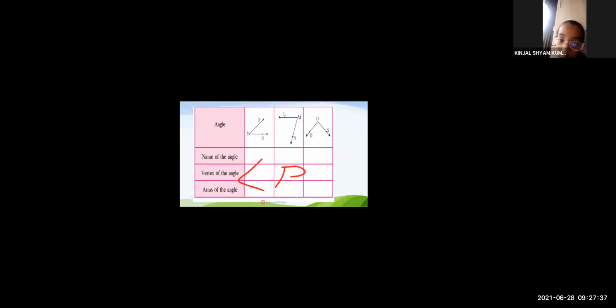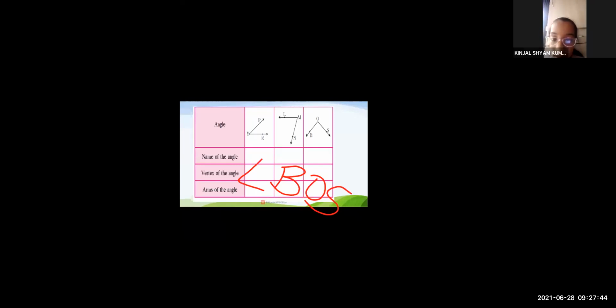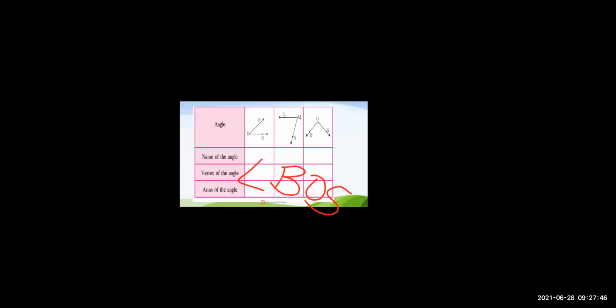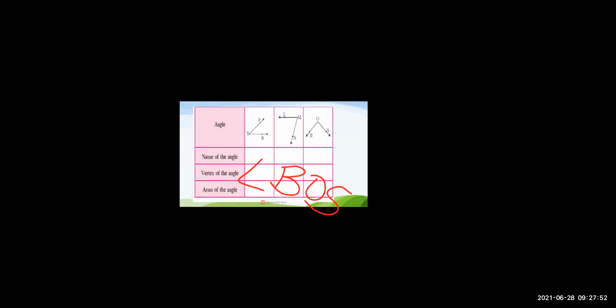You are not going to write "and". I already told you how you're going to write it down. You are going to write it like angle BOS. If you write "and", that will be wrong. So what is the answer? Once again, repeat. Angle BOS. Very good. Mute yourself.